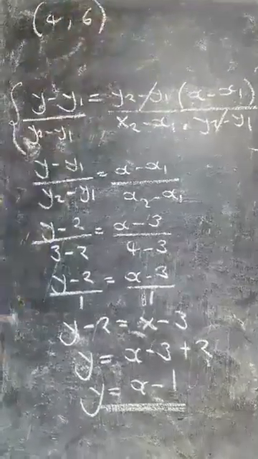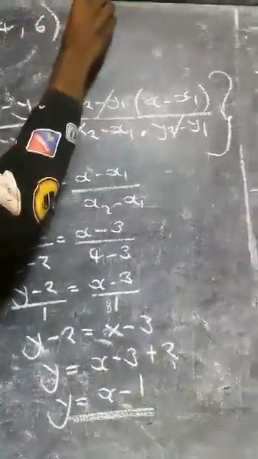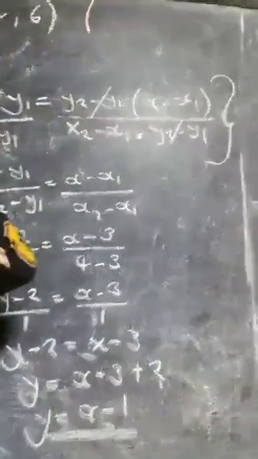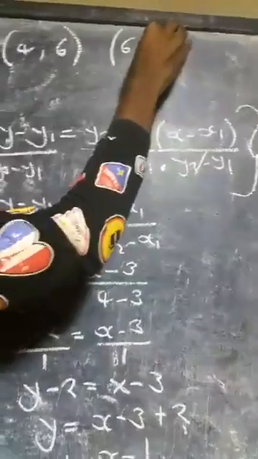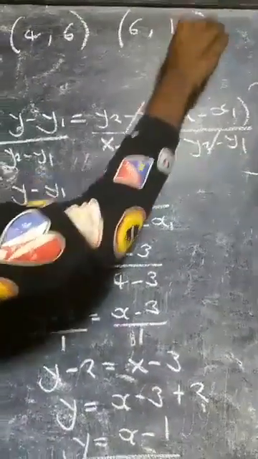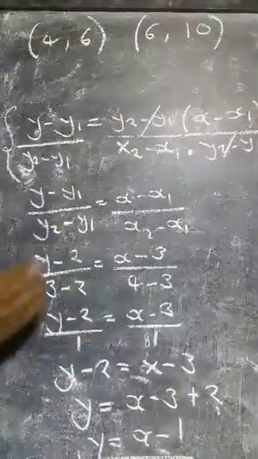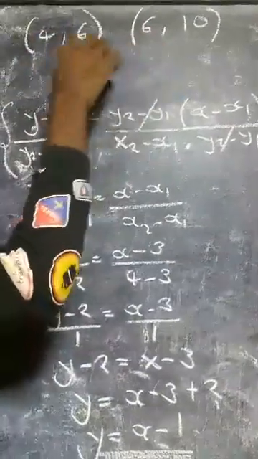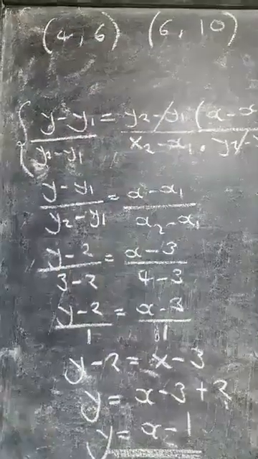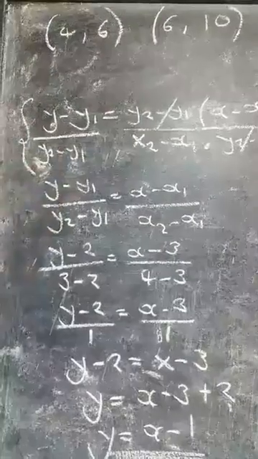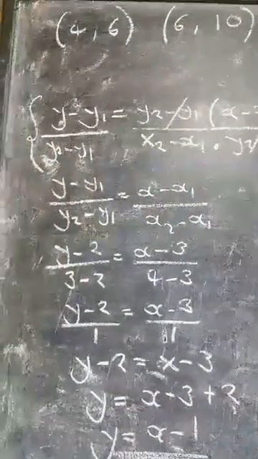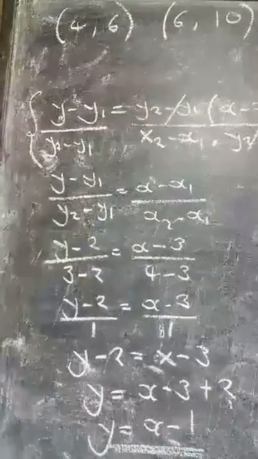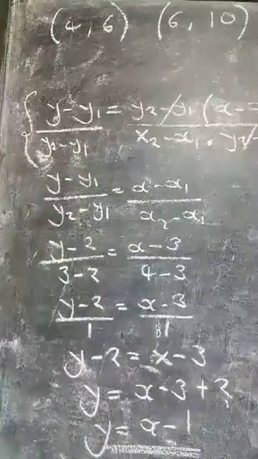4,6, then we have 6,10. So we are finding the equation passing through these 2 points. The equation of the line of these 2 points. So 4,6 and 6,10.